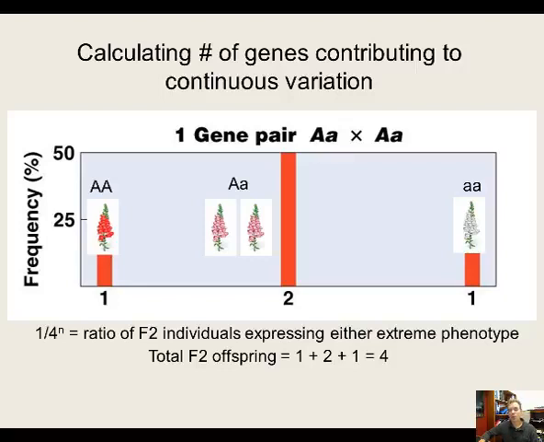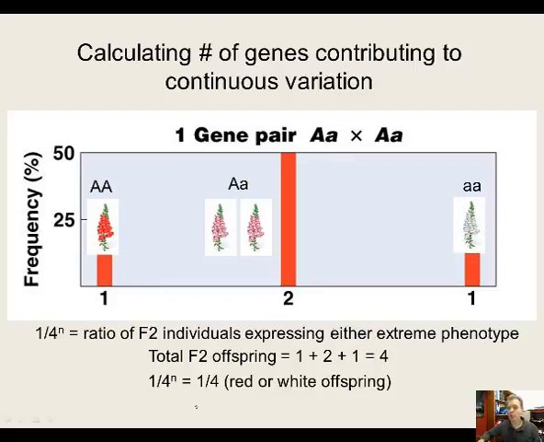You can count up the number of offspring in this cross, which is 4, 1 plus 2 plus 1, and you would set that ratio equal to 1/4 to the n. So, for example, the ratio of plants exhibiting an extreme phenotype would be 1/4, right? Because 1/4 of these plants are red. Or you could do equally with white. 1/4 of the plants are white.